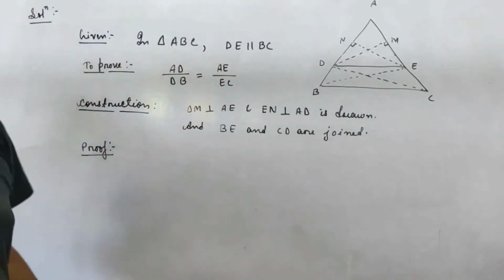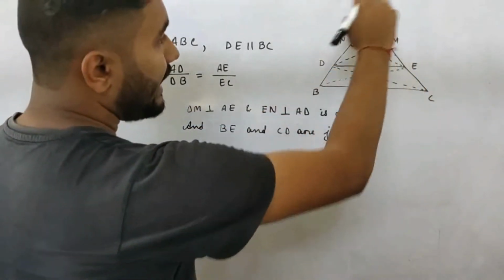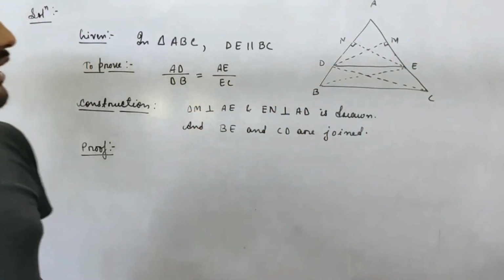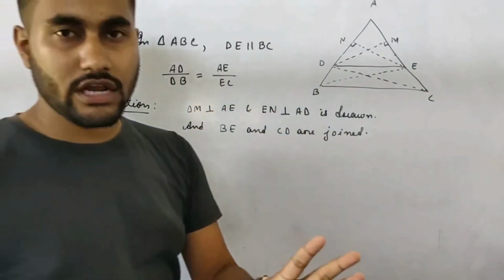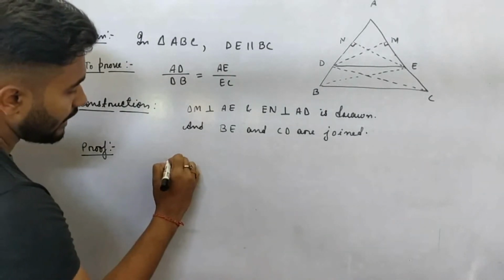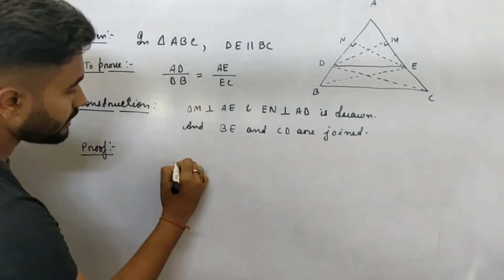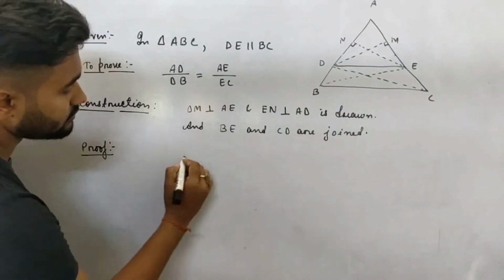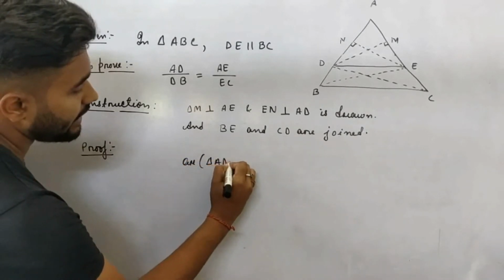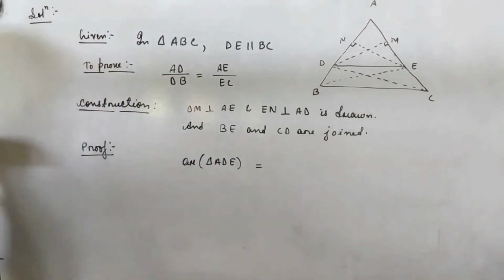Now let us see. Let us start the proof. At first, consider this triangle ADE, the smaller triangle. In this triangle, we will find the area. Area of triangle ADE. So I will write the proof. Area, we can write in a shorter way also. This is the shortcut to write AR, or you can write it in small letters also. Area of triangle ADE will be equal to what?